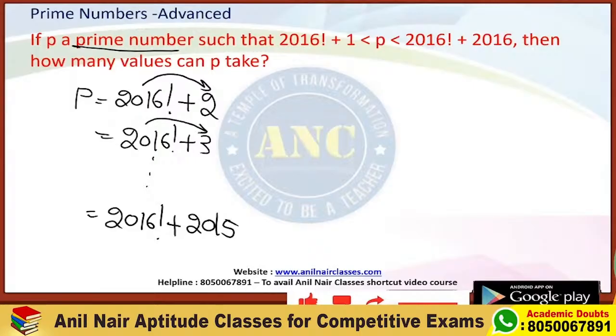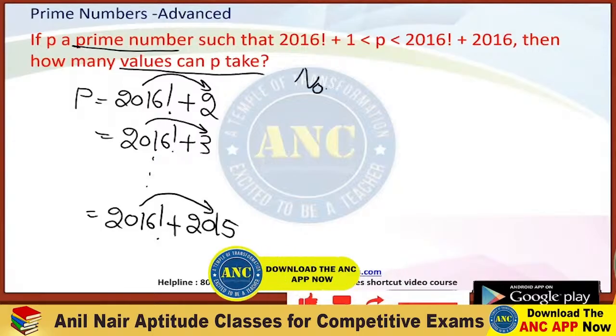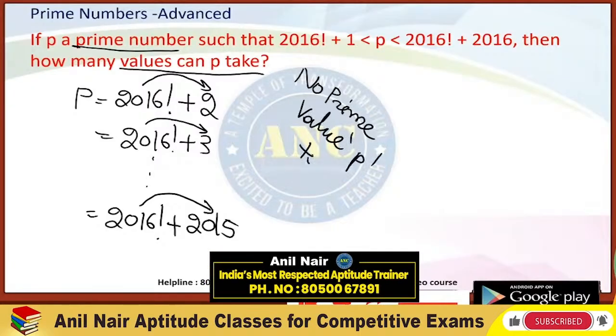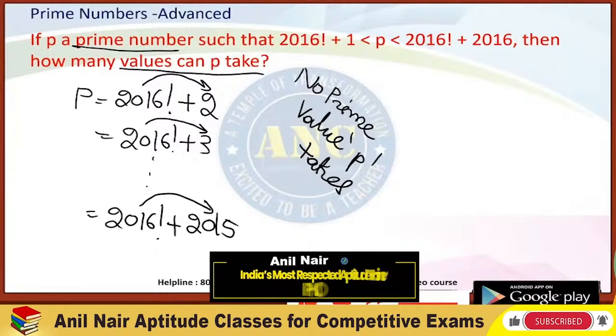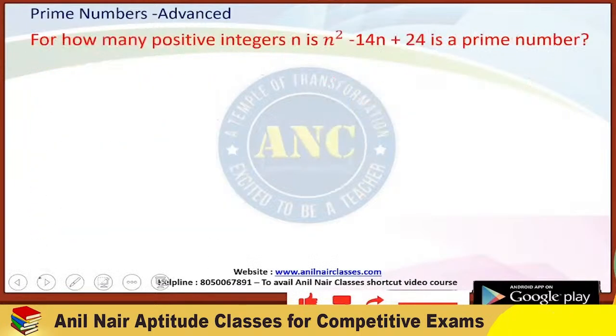Divisible by 3, so the answer is divisible by 3. Divisible by 5, so the answer is divisible by 5. How many prime values can P take? No value. No prime value P can take. I hope the idea is clear. Once you know all the models, this model we have already seen.